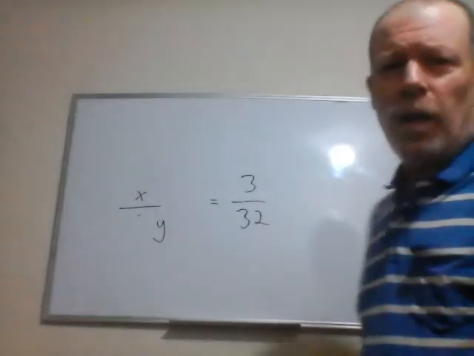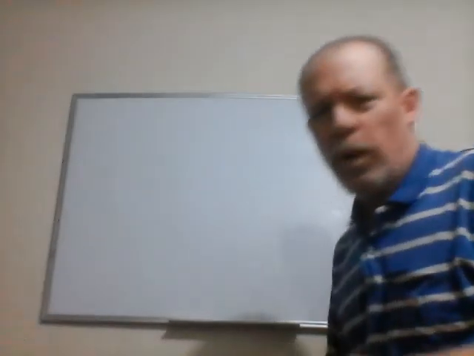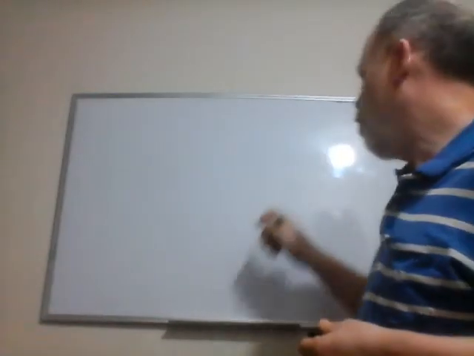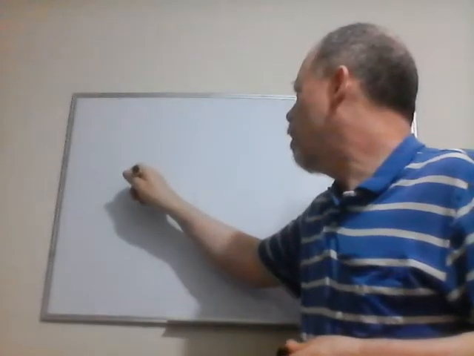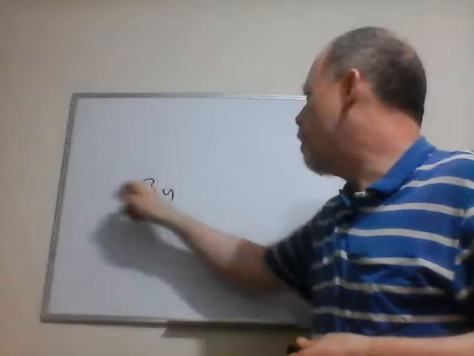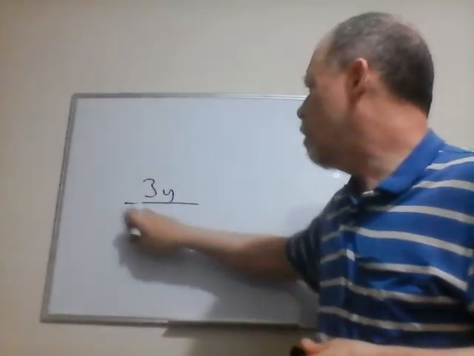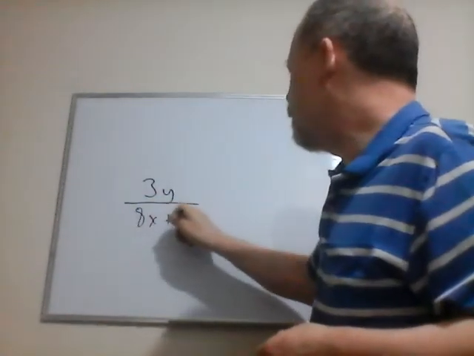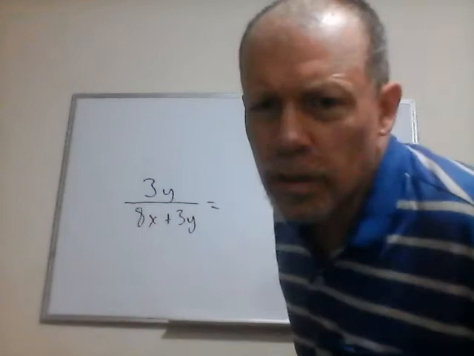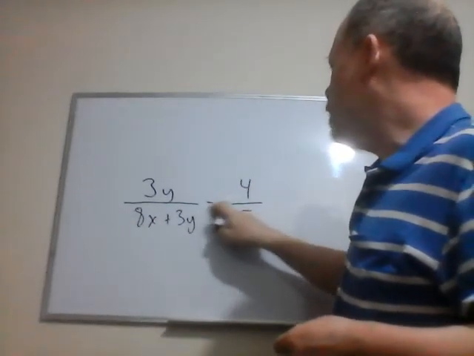In the meantime, I did want to give you something extra. So I want you to suppose a similar problem where they want you to solve for x over y. Again, they want to solve for x over y. But in this case, you have 3 y's on top, and you have 8x plus 3y equals 4 over 5. Okay? It's the same problem, but it just looks different.